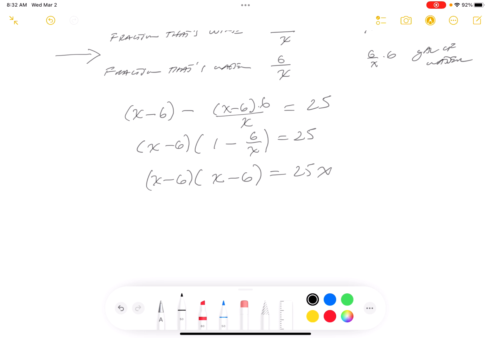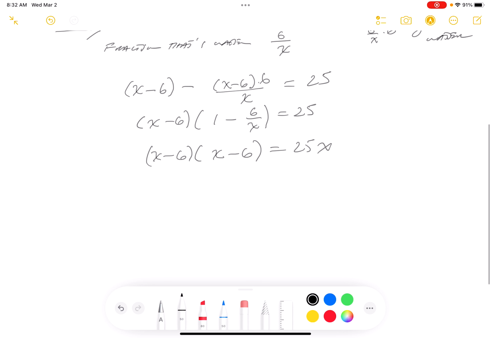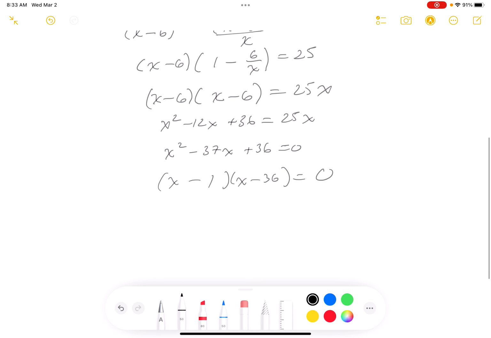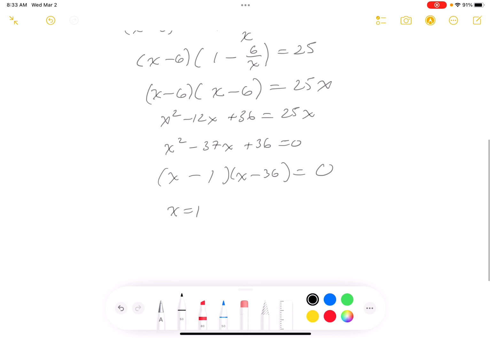I'm going to associate the factor X with the second factor. That looks good. What do you get? X squared minus 12X plus 36 equals 25X. Again, I'm trying to reason through the problem by solving an equation now. And it's going to be X squared minus 37X plus 36 equals 0. X and X. Looks like 36 and 1. Let's see, minus, minus. So X equals 1 or X equals 36.